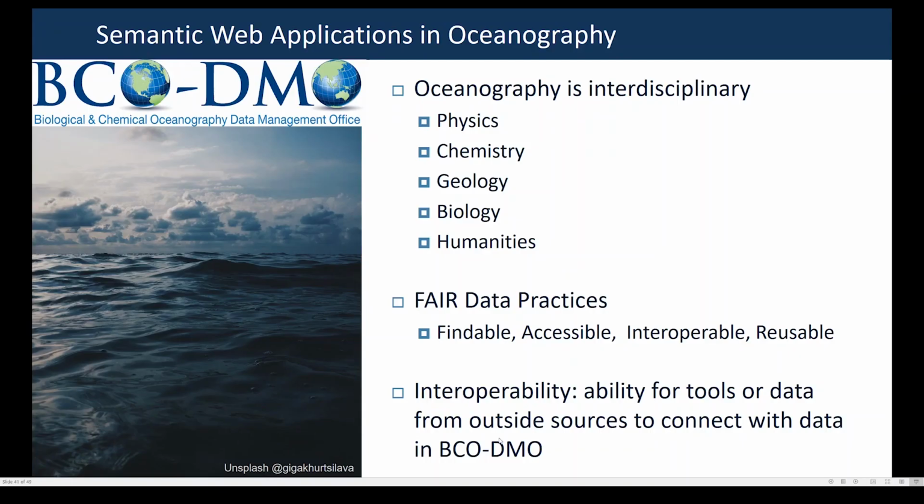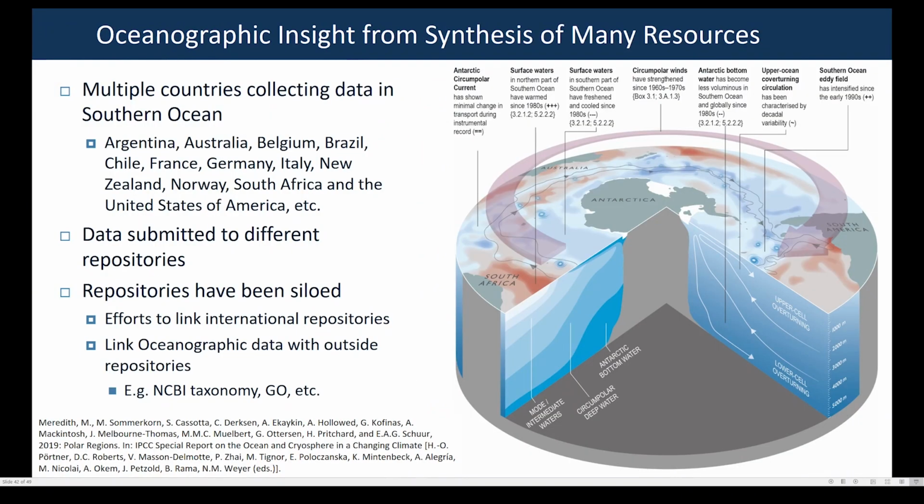So one of the main elements of the FAIR data practices is interoperability. So one of our main goals at BCO-DMO is to help link the data within the BCO-DMO repository with outside sources. So within oceanography, in order to get the best holistic picture of the functioning of the ocean and make the best predictions about future ocean change, we have to integrate data from multiple different sources. So, for example, when looking at the Southern Ocean, there are many different countries that are currently collecting data there. And in order to get the best picture and best models, we have to be able to harvest data from all of these different resources.